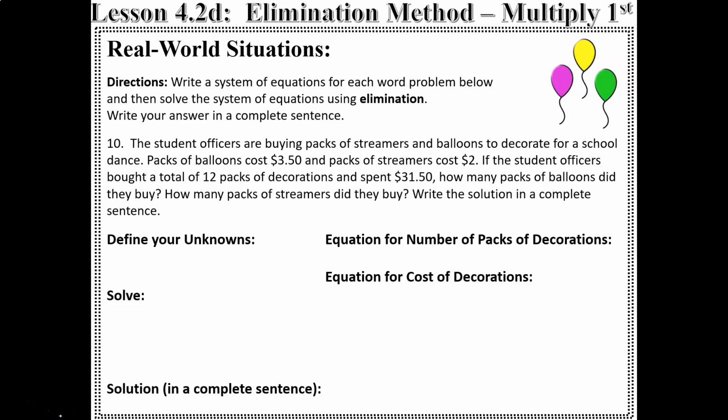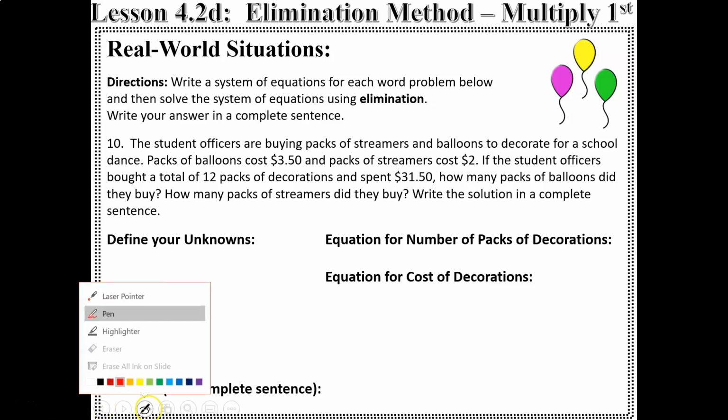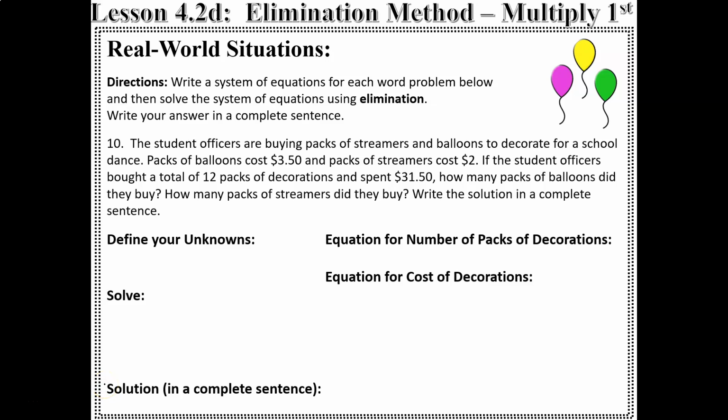Okay, this last part is word problems. We're going to read through it and I'm going to help you set it up. The student officers are buying packs of streamers and balloons to decorate for a school dance. Packs of balloons are $3.50 and packs of streamers are $2.